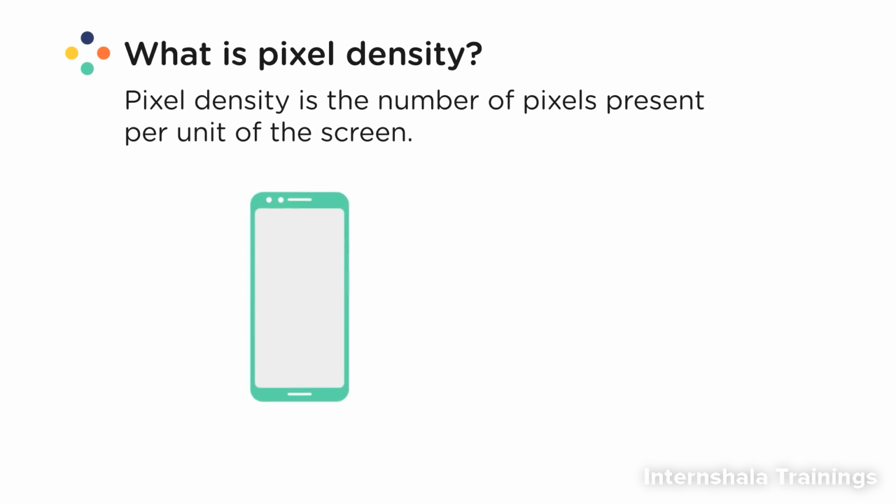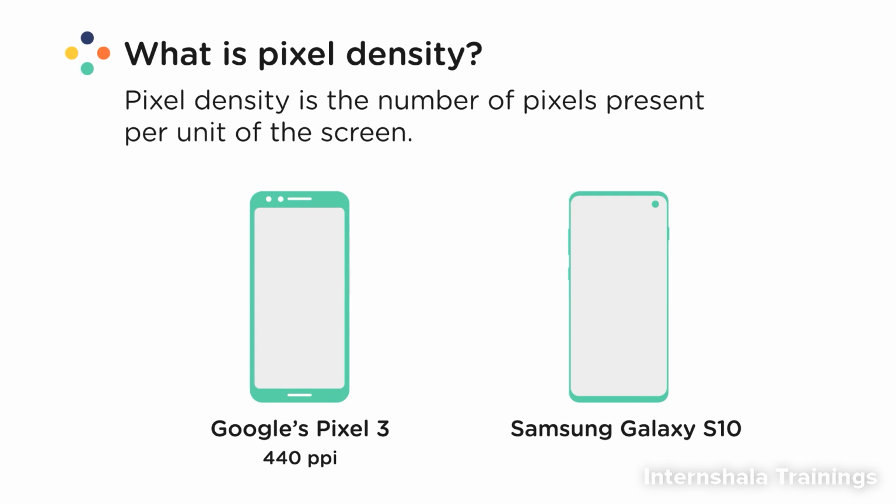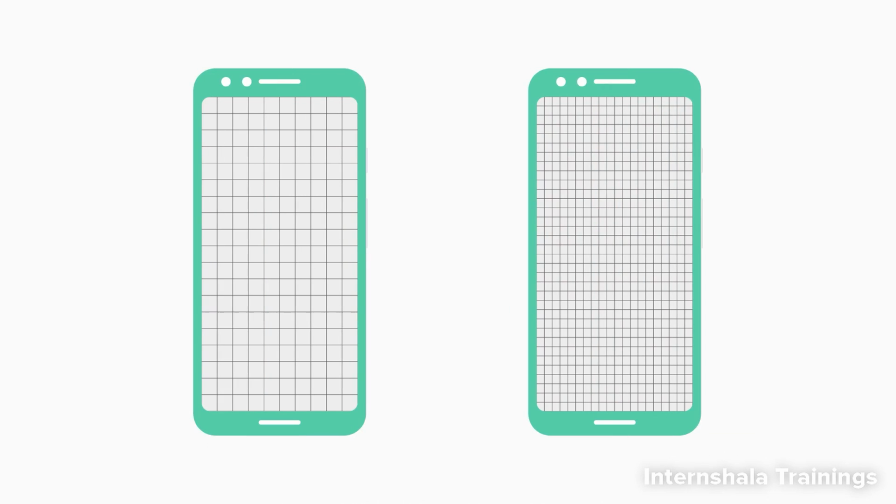For example, Google's Pixel 3 has a pixel density of 440 ppi or pixels per inch, while Samsung Galaxy S10 has a pixel density of 550 ppi. The more the pixel density, the better is the display quality. Let's look at these two screens with different pixel densities.